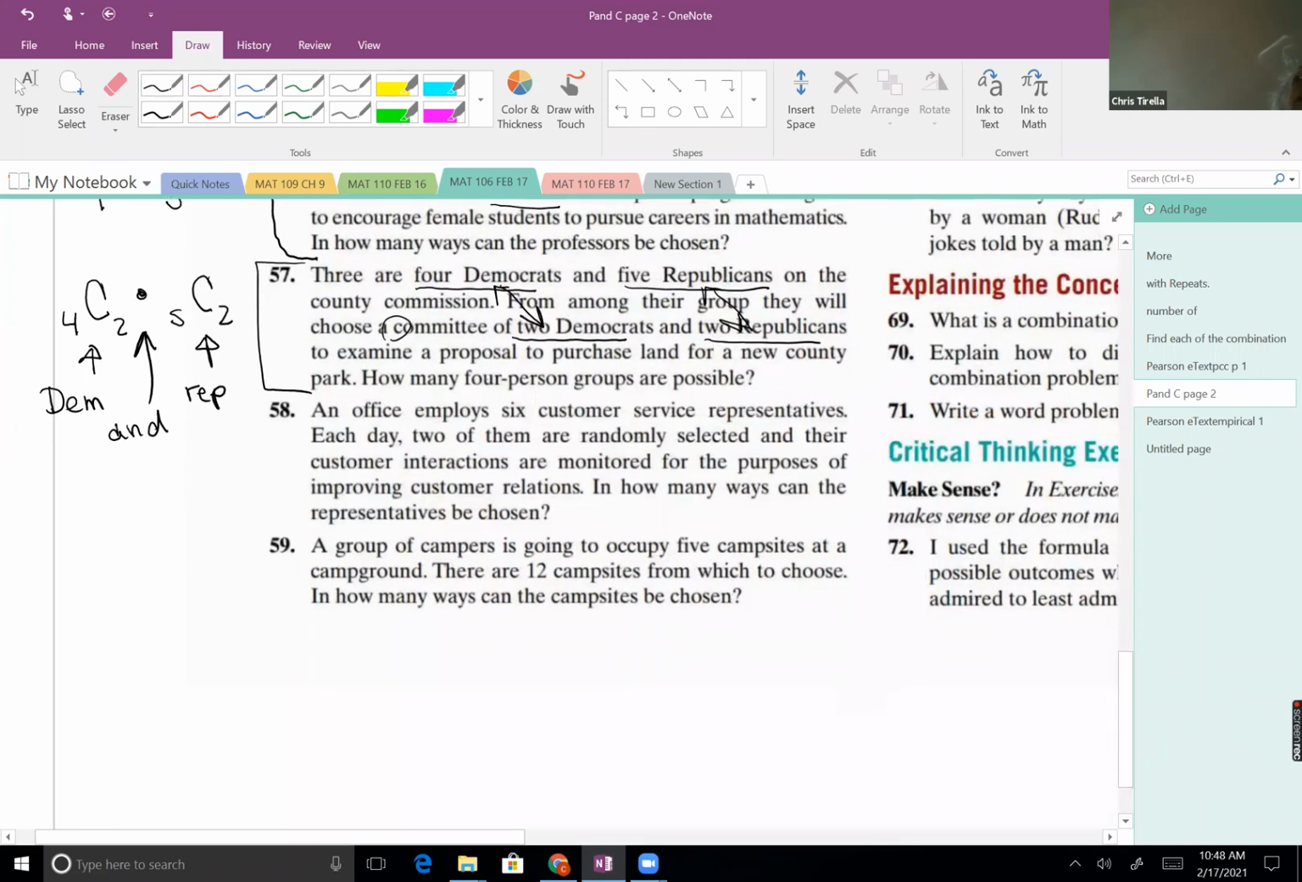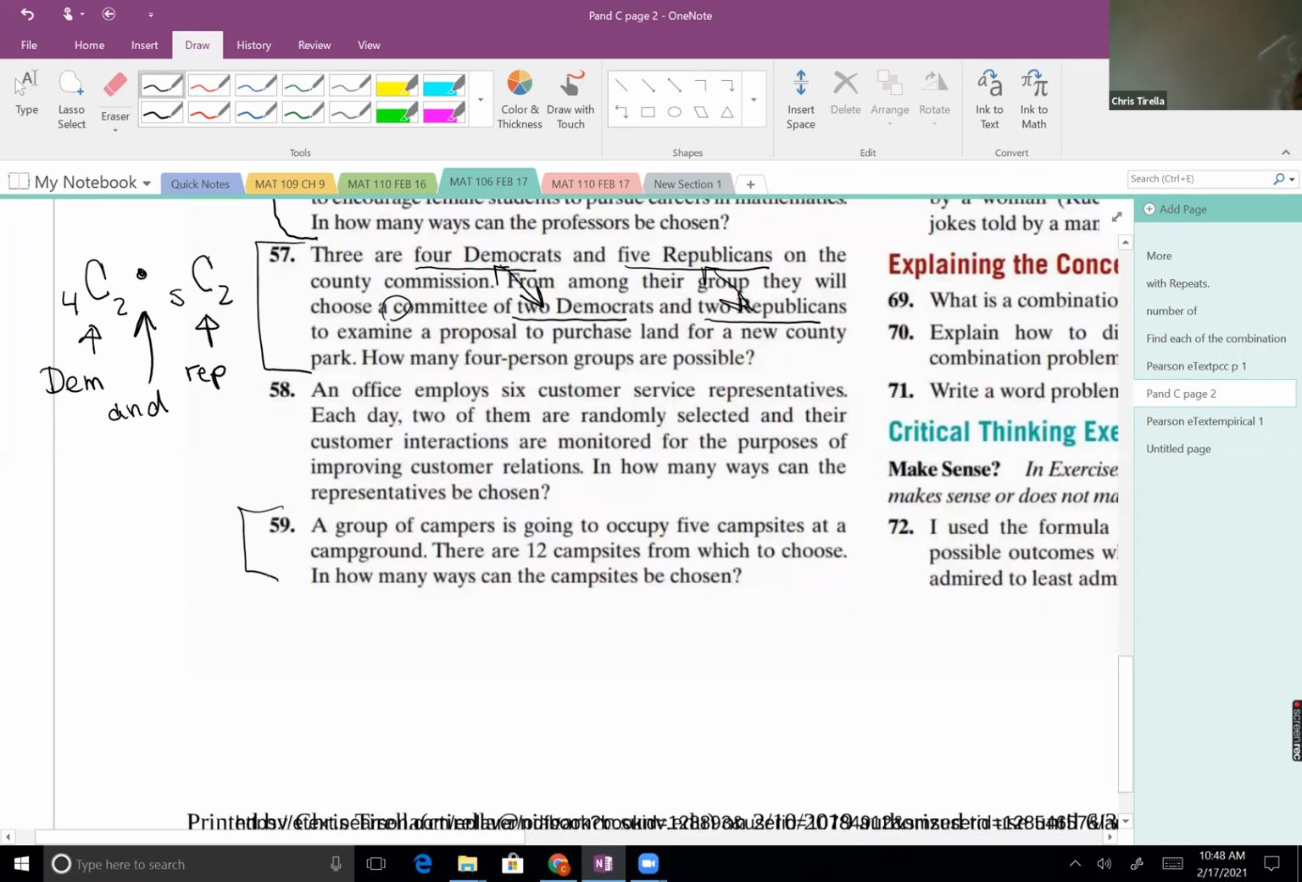And then I want to look at the bottom at 59. A group of campers is going to occupy 5 campsites at the campground. There are 12 campsites to choose from. So, okay, all right, we're picking 5 out of 12. So there's 12 and I'm going to pick 5. I've got to decide, does order matter or not?